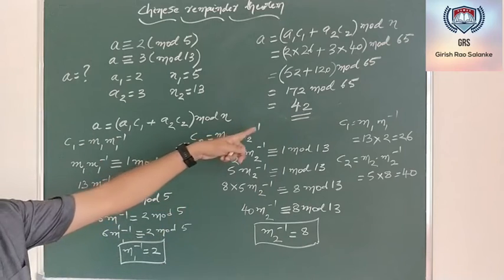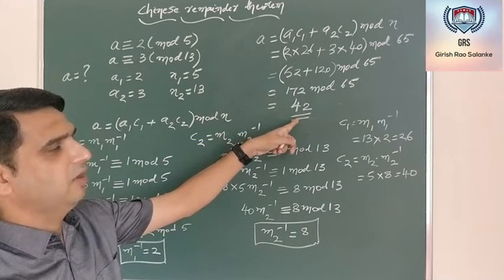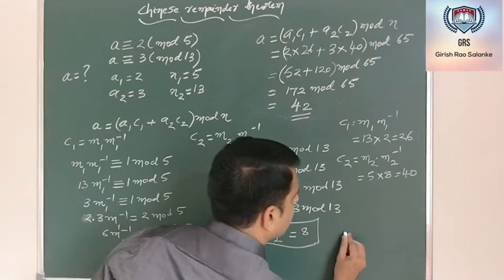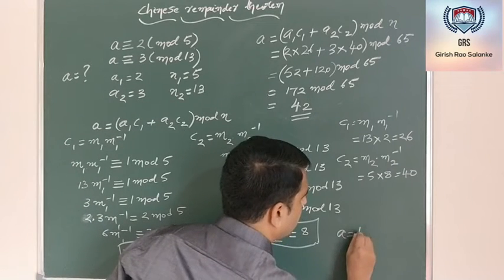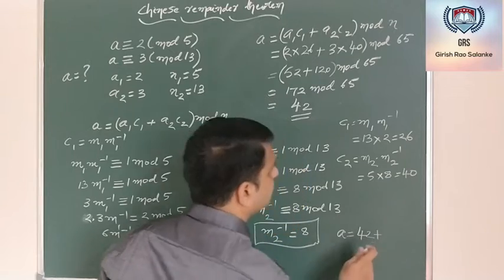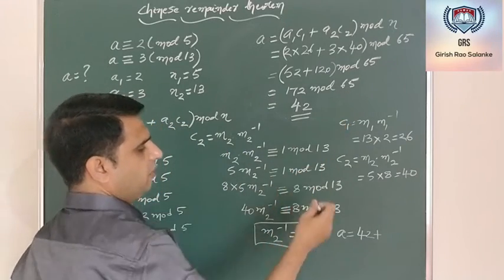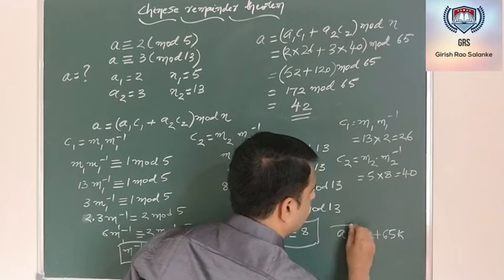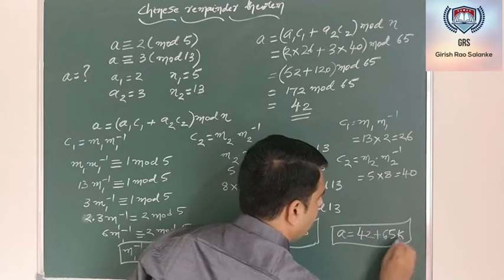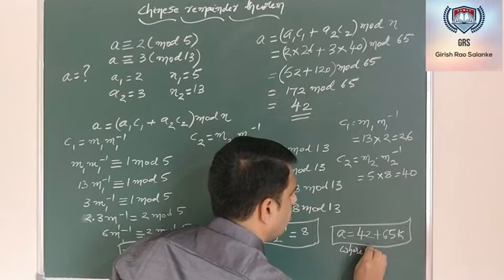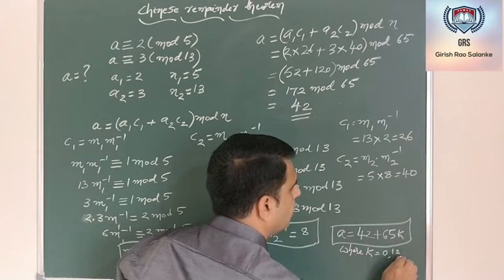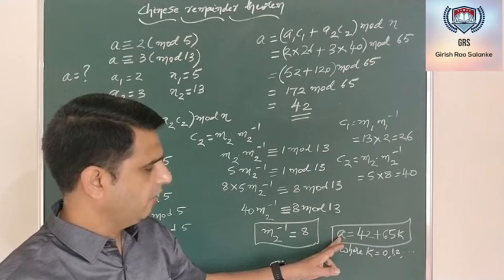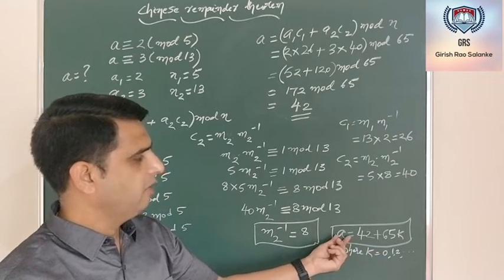Note that A is not just 42. What you can do is generalize the A value as 42 plus n, where the value of n is 65, so 65 into K, where K is equal to 0, 1, 2, 3 and so on. Now for all these values of K, my A will be true.